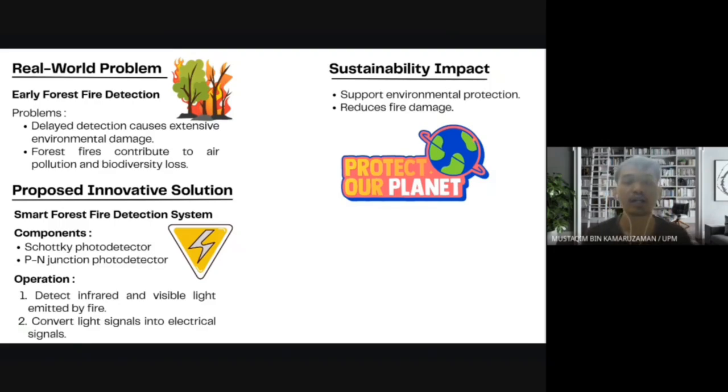It is proven that semiconductors can help our work become more sustainable in the future. And also, it is proven that semiconductor devices can give a positive impact in terms of the environment and also sustainability.